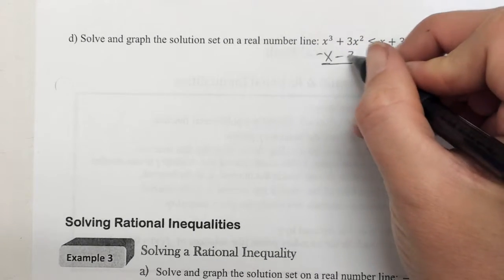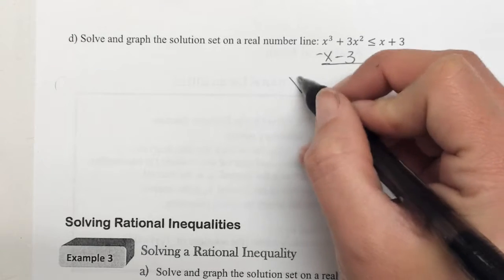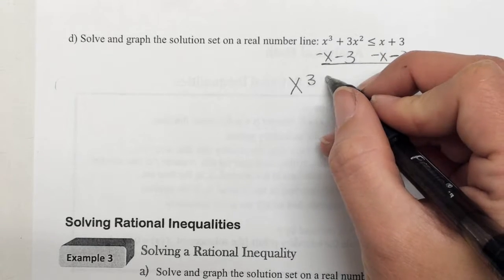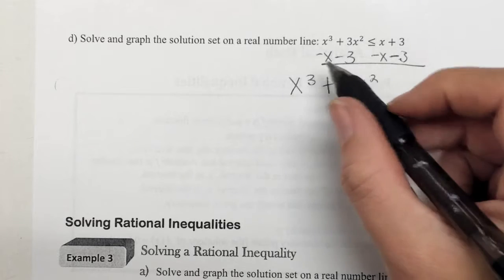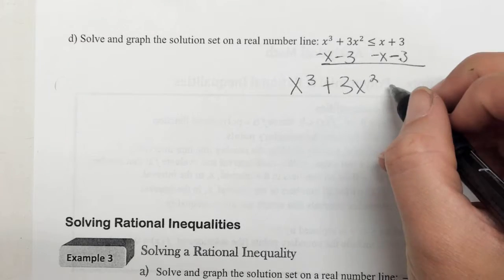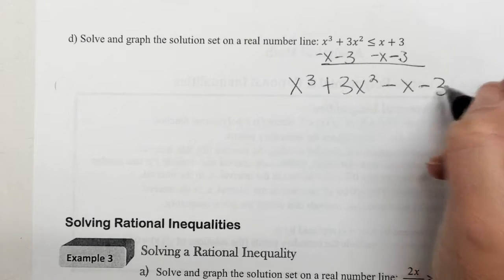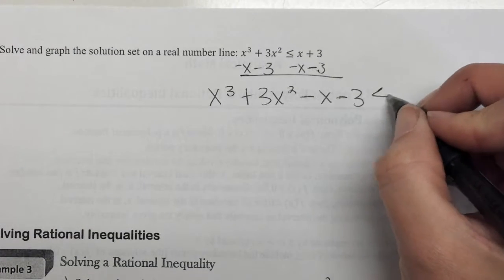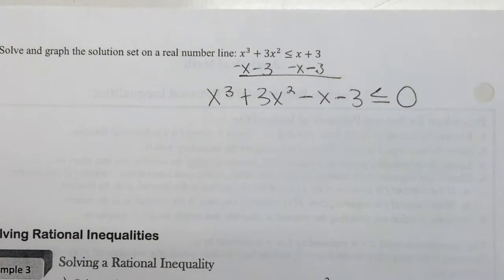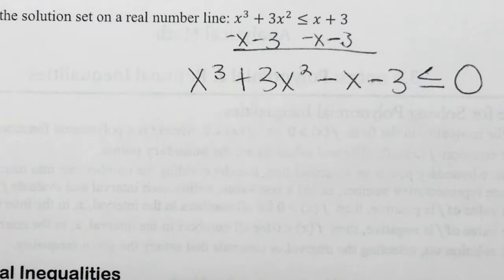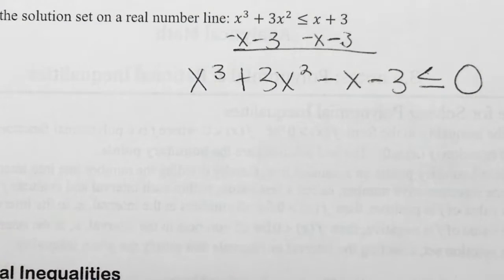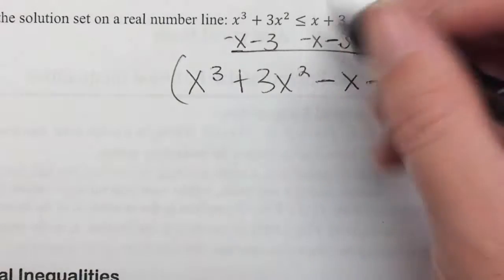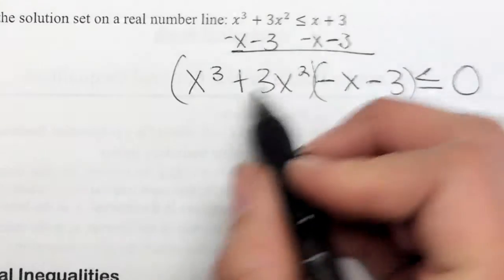What number am I going to have to write first, or what term? Go ahead. It wouldn't be plus x. Minus x minus 3 is what? Perfect. How many terms do we see here? 4. So how do we factor with 4 terms? Grouping. Let's do it.